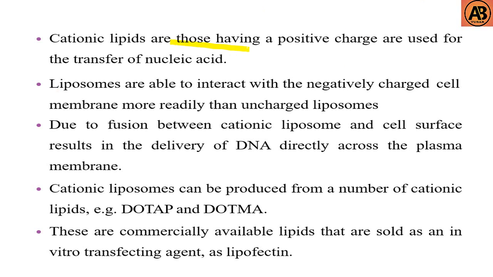Cationic lipids, those having positive charge, are used for transfer of nucleic acid. Liposomes are able to interact with the negatively charged cell membrane more rapidly than uncharged liposomes. Fusion between the cationic liposome and cell surface results in the delivery of DNA directly across the plasma membrane. Cationic liposomes can be produced from a number of cationic lipids, DOTAP and DOTMA. These are commercially available lipids that are sold as in vitro transfecting agent as lipofectin.